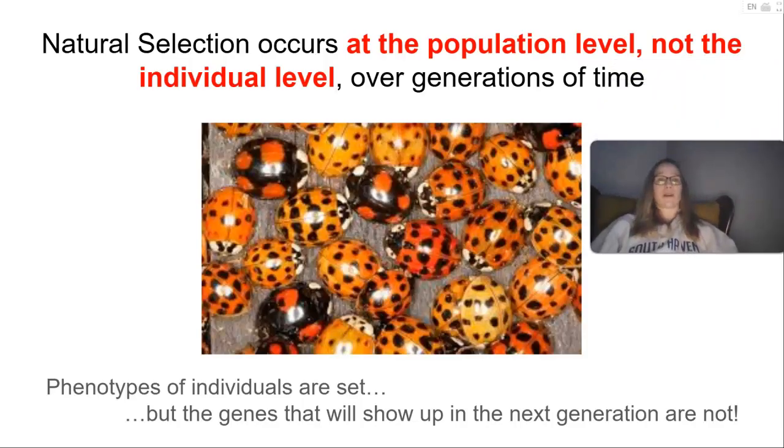All right. One important thing to note here is that natural selection occurs at the population level, not the individual level, and this happens over generations and generations and generations of time. Just because it would be advantageous, if this ladybug would be better off as a black ladybug with red spots instead of the other way around, there is no changing that phenotype. Once they are born, once their genetics are set, that is what they have to live with.